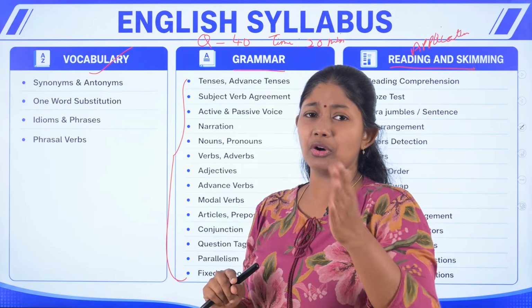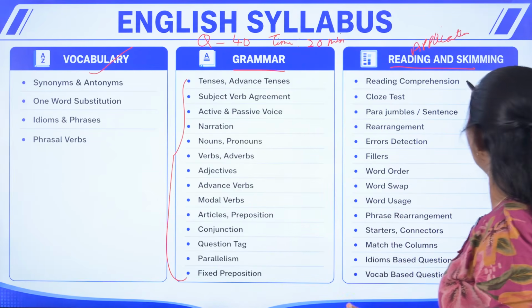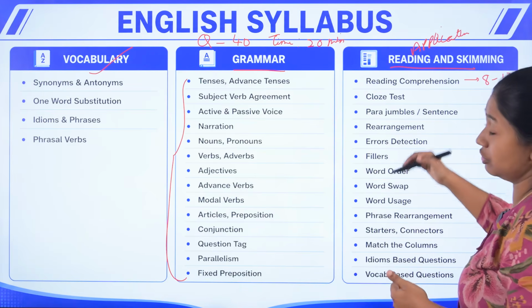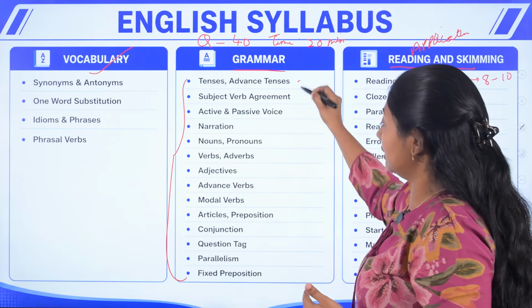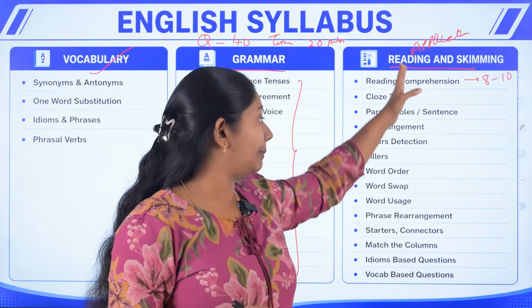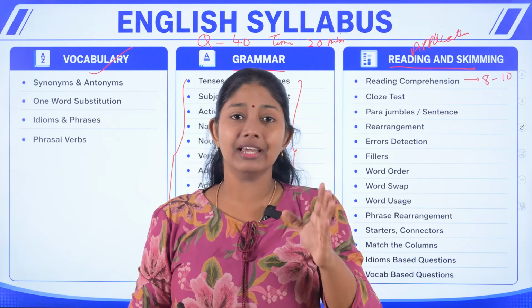So that will carry around 8 to 10 marks. On an average, 8 to 10 marks weightage. Then you have the closed test, all this. So before going to that, these are the grammar topics. In order to ace this application part, you should have a strong command over grammar rules and grammar topics.